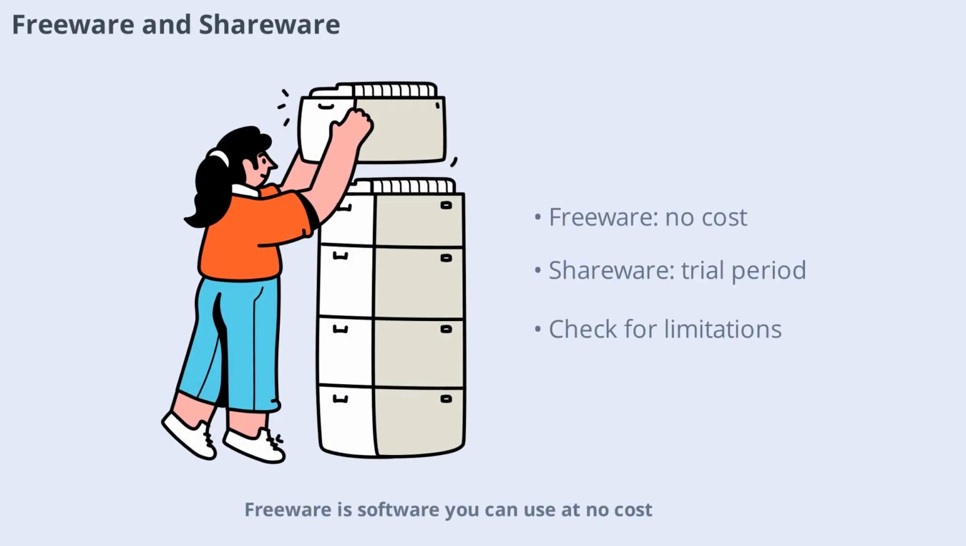Freeware is software you can use at no cost, while shareware is offered for free on a trial basis. After the trial, you may need to pay to continue using it. Both types provide affordable ways to try new programs, but always check for limitations or potential security risks.